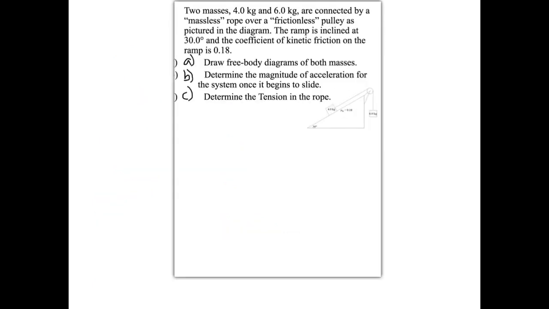Two masses, 4 kilogram and 6 kilogram, are connected by a massless rope over a frictionless pulley, as pictured in the diagram right there on the right-hand side. The ramp is inclined at 30 degrees, and the coefficient of kinetic friction on the ramp is 0.18. A. Draw a free body diagram of both masses.